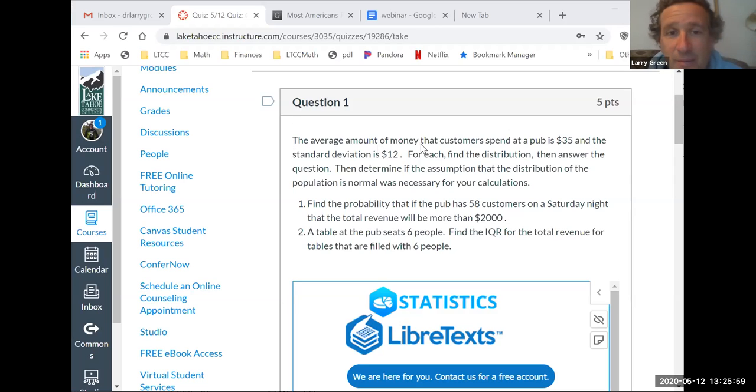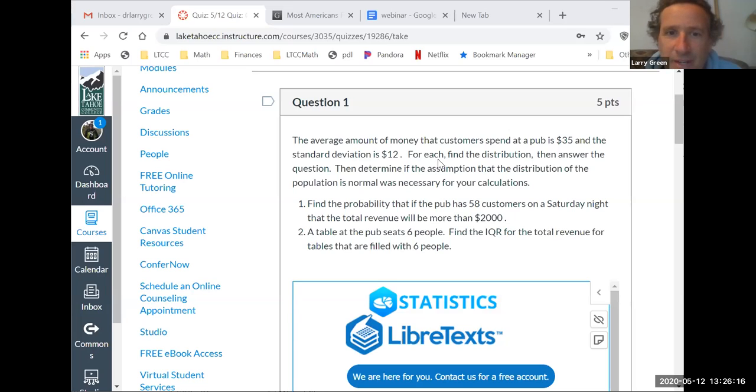It says the average amount of money that customers spend at a pub is $35 and the standard deviation is $12. I figure I should put this in because I think we're starting to open a few things up. I'm not sure pubs are open yet, but they should be soon, hopefully.